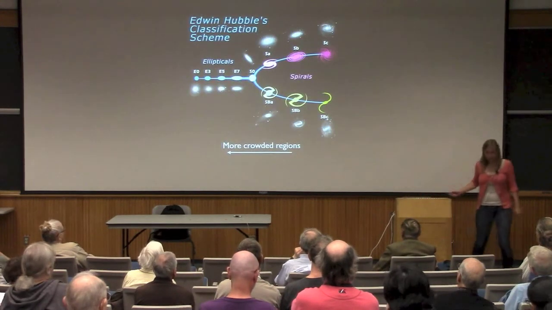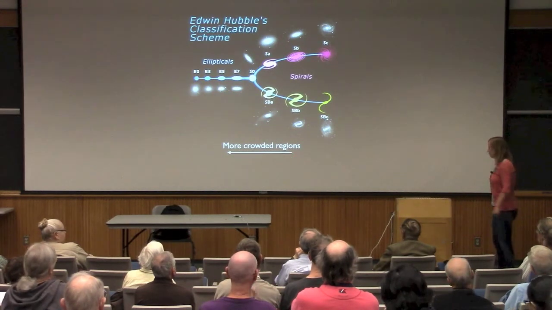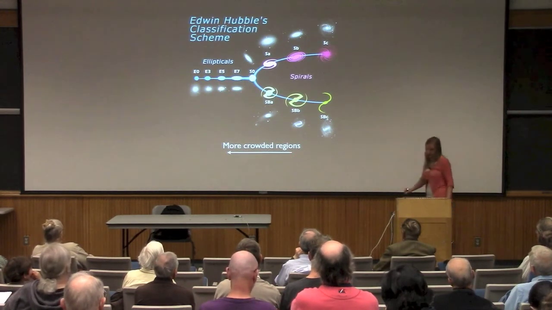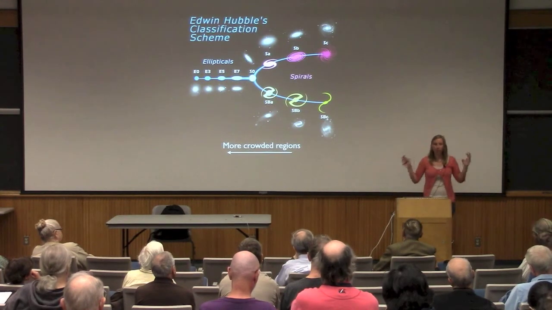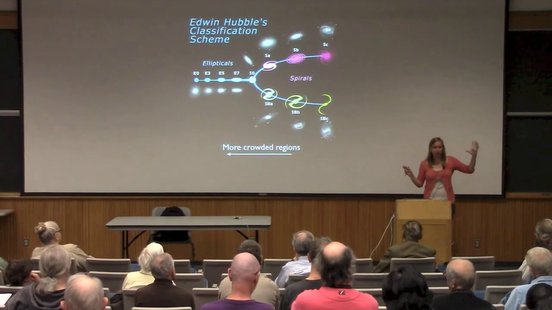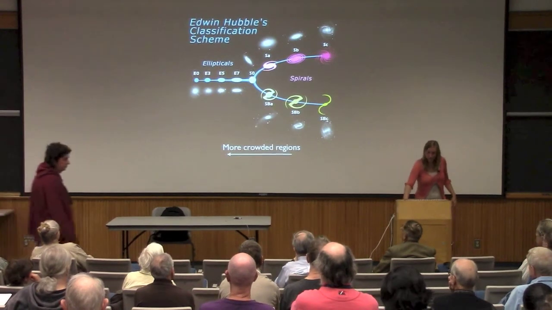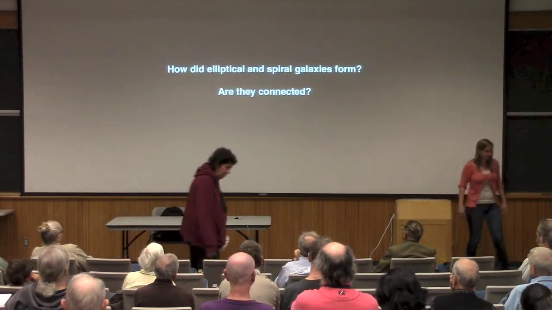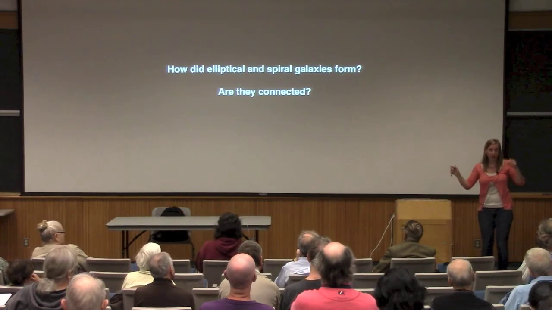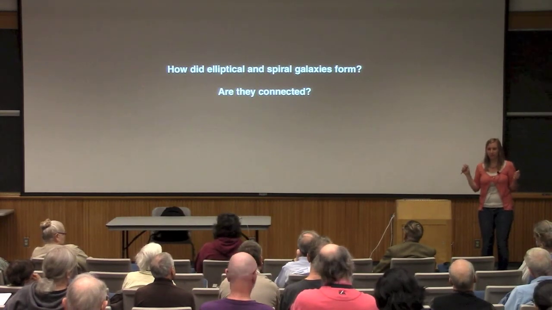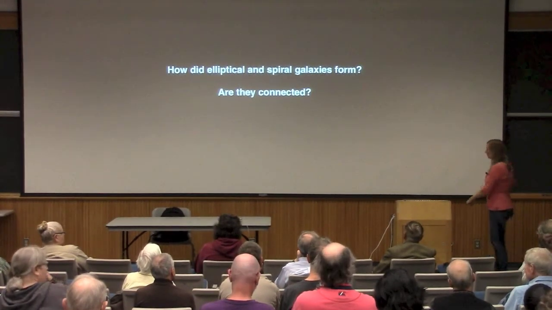So, if you go back to this Hubble tuning fork, if you go to this side, you also go to more crowded environments, or more crowded regions. Okay, so we know that we have this sort of, how astronomers call it, bimodality between the galaxies. We have this blue spiral population, we have this red elliptical population. What we obviously want to know, and what we still don't really understand, is how did these elliptical galaxies form, how did these spiral galaxies form, and how are these classes related to each other? Are they static, or do they maybe go from one to the other?